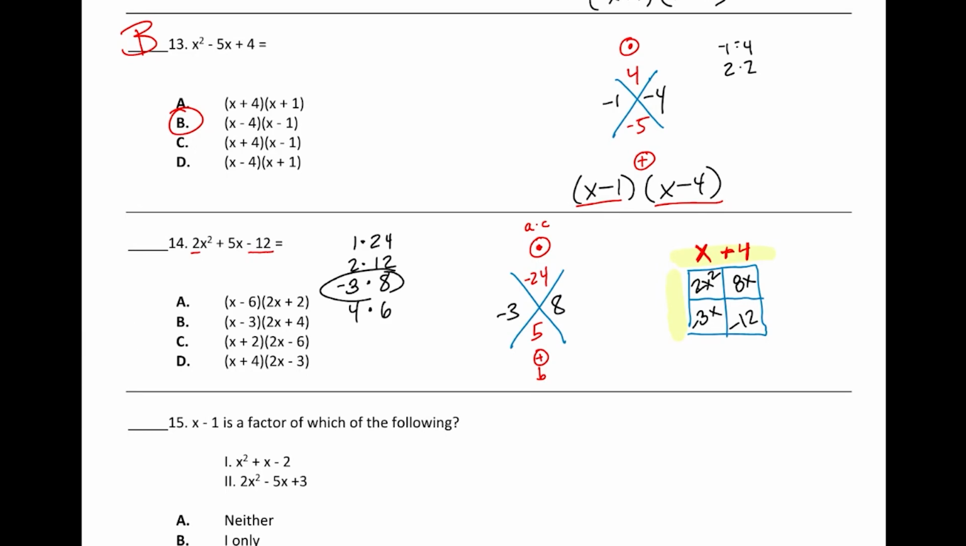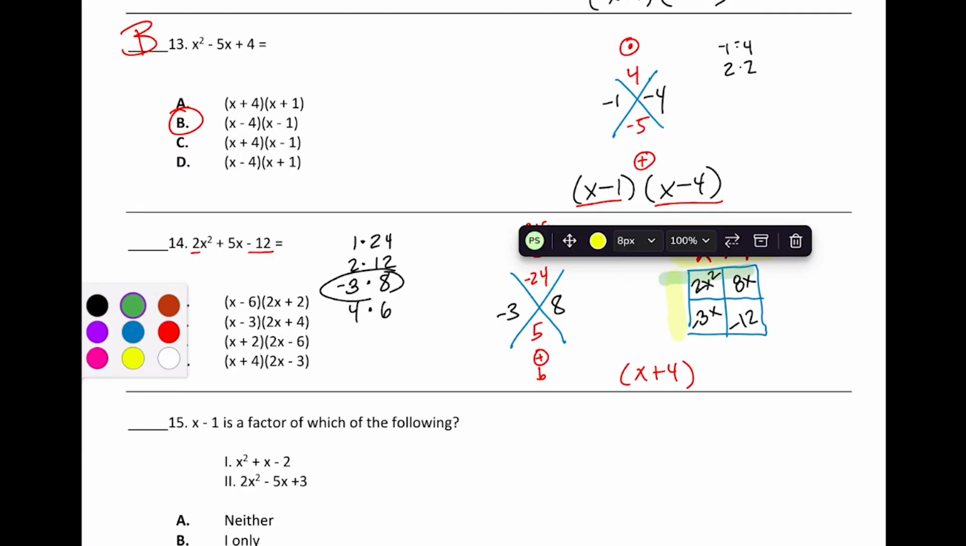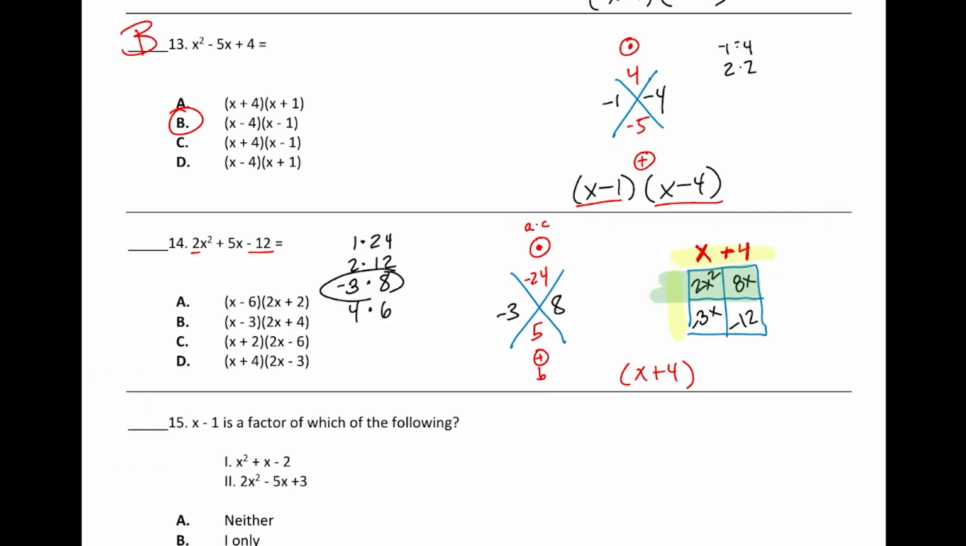Now, to get the other factor, we've got one of the factors just kind of ready to go here, x plus 4. To get the other factor, we're going to do the same thing, but we're going to be looking at the rows of the area model or the box. So let's look at that first row right here. Both 2 and 8 are divisible by 2. So we'll start with 2, and then both terms have an x, so we're going to have 2x.